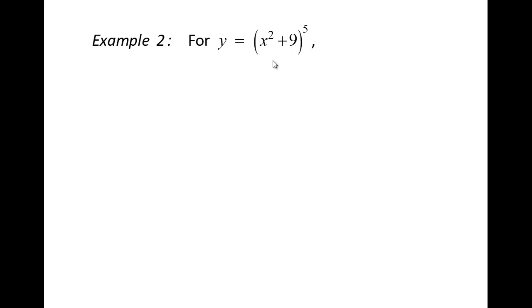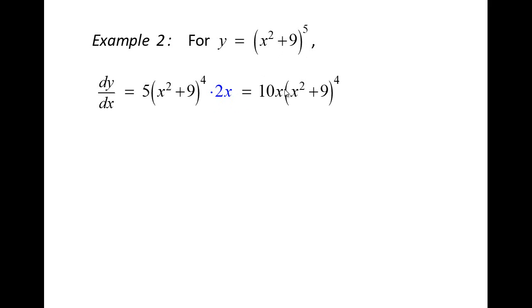Now, another way of looking at it is that if this were just x to the 5, then the derivative would be 5x to the 4. So it'll be 5x to the 4, but this inside is not just x, so we need to multiply by the derivative of the inside, which would be 2x. So that's how we use the chain rule. So derivative of the outside, which is 5x to the 4, evaluated at the inside, so you replace x by x squared plus 9 in x to the 4, and then you multiply by the derivative of the inside.